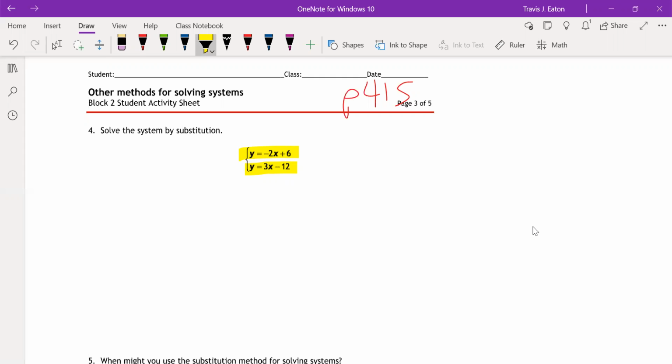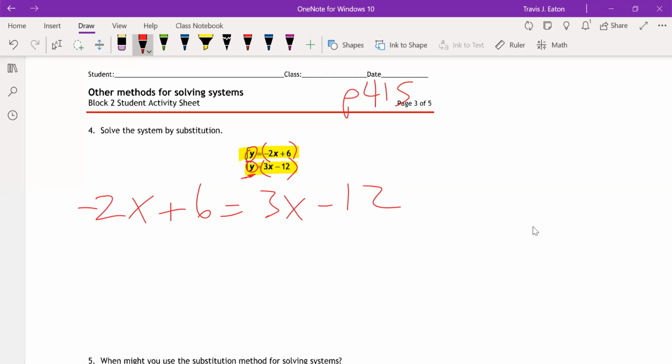And so the cool thing about this is that if this is equal to y, and this is also equal to y, two things that are equal to the same thing are equal to each other. So let me show you what I mean. Negative 2x plus 6 equals y, right? But it also says that y is equal to 3x minus 12. So if I erase this y, I can put in 3x minus 12. So those two things are equal to each other.